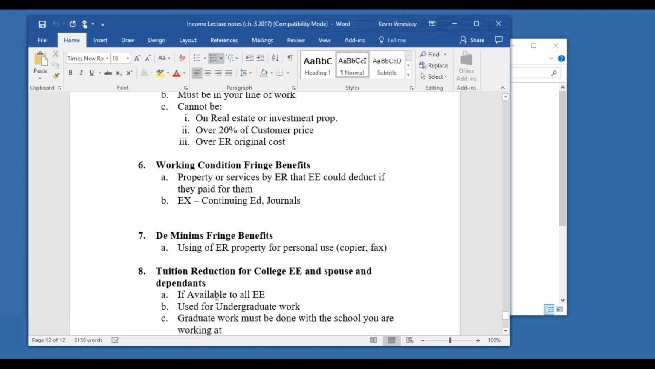The last one here is tuition reduction for college employees. Notice this is just for college employees and their spouses or dependents. You can get free undergraduate work and not have to pay tax on that benefit, which is a great deal. The undergraduate work does not have to be actually at your school. Your employer may say you can take classes here, or an equivalent amount if it's the same price at some other school, and that's fine. You're still not taxed. However, graduate work has to be done at the place that you work.